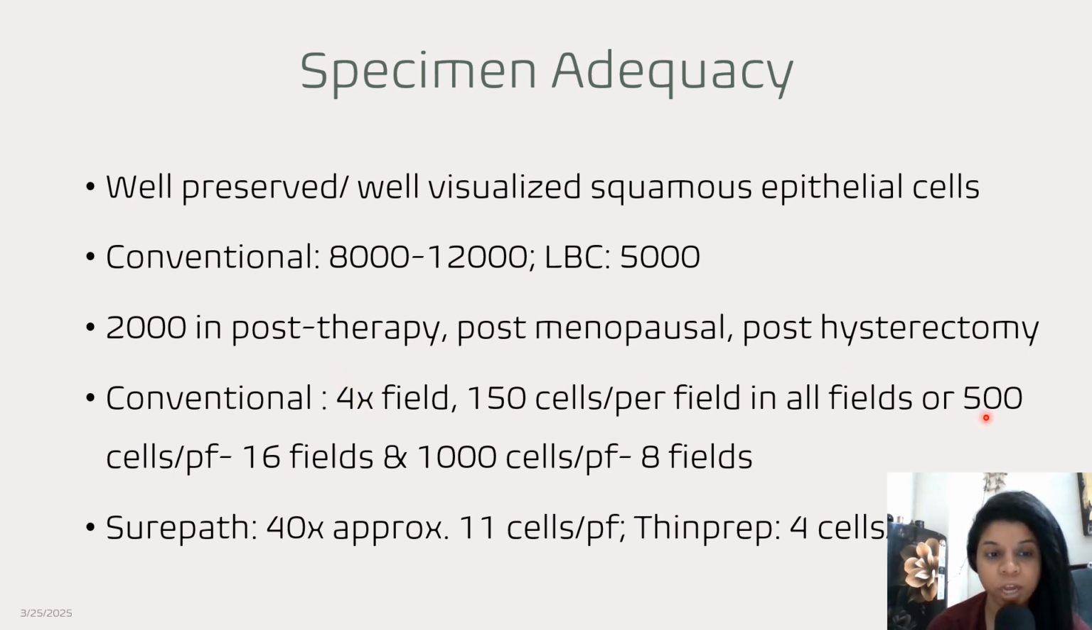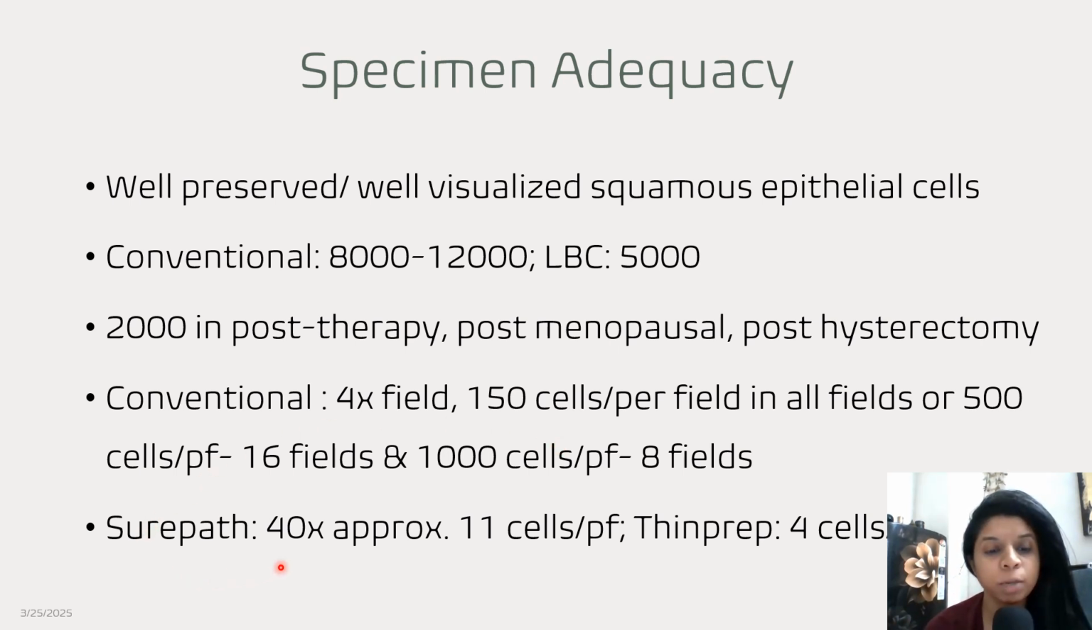If you are taking 500 cells per field, you count only 16 fields. If there is 500, then it is adequate. And if you get 1,000 cells per field, then after counting 8 fields, you can tell it is adequate. Okay. So the lesser the number of cells, the more fields you need to tell that this is adequate. That is what it is said.